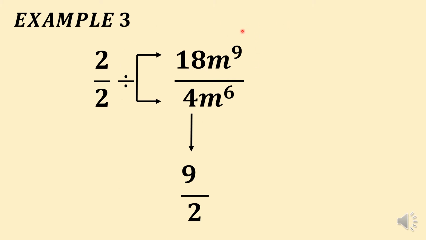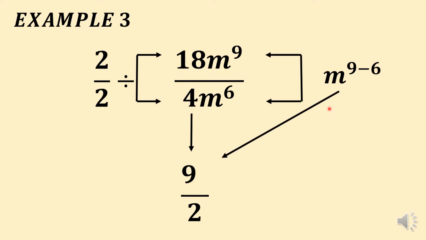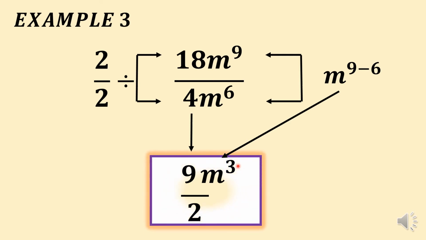So ganun din ulit by quotient rule. So you have to copy m and then subtract their exponents. So you have 9 minus 6. So pag sinubtract natin yan, you have 9 minus 6 is positive 3. So okay, lalagay natin siya sa numerator since that's positive. So you have now m raised to 3. So therefore, ang final answer natin is 9m raised to 3 over 2. So that is the simplified answer of 18m raised to 9 over 4m raised to 6.